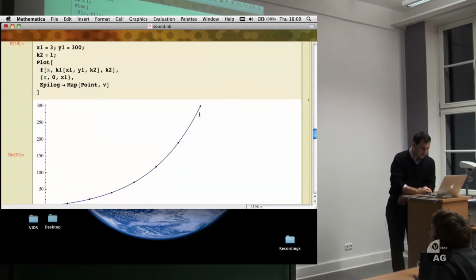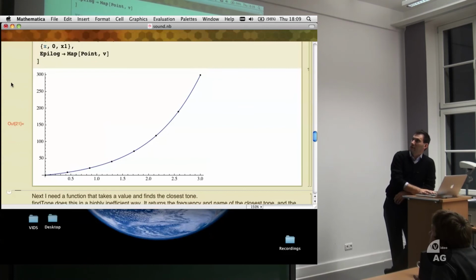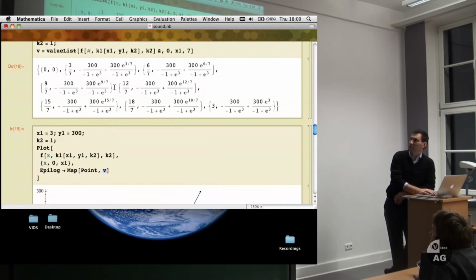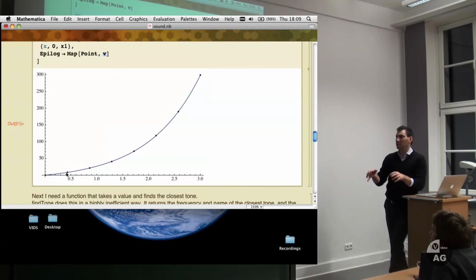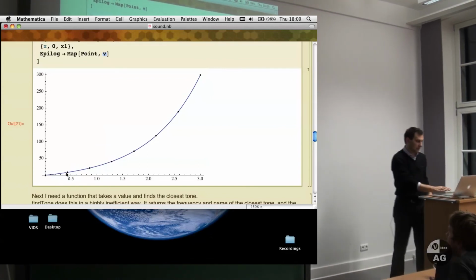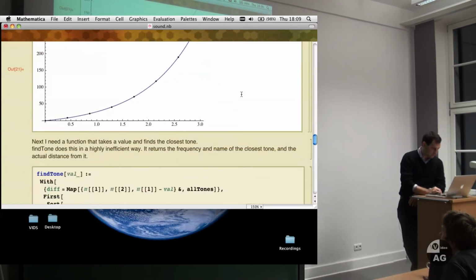And I have a point. All right. So now I have all my nice points. Notice that the epilogue now is a map of the point function over the list of points that I have generated. So these are the list of points. This is the list of points. And now I put the dots over here. And now I want basically my musician to play a tone at each of these interval points.